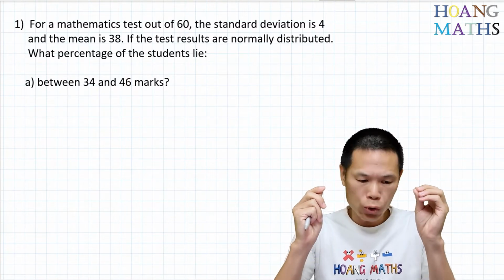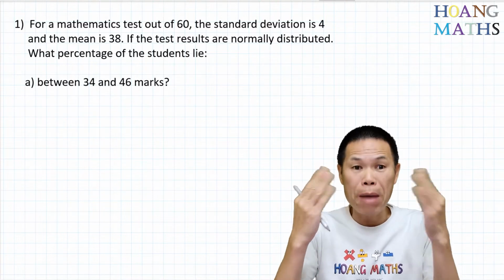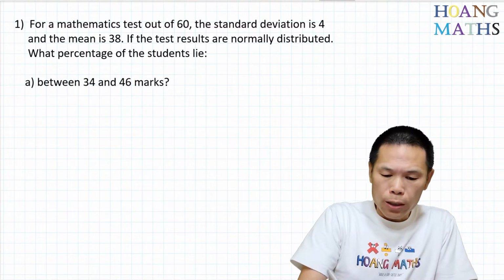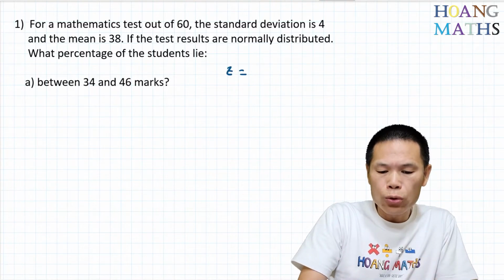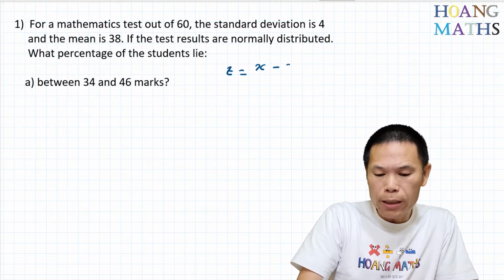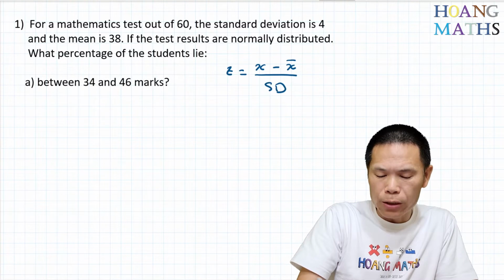So first of all, to do this, we need to convert the score, or the test result, or the marks, into z-score first. Now the z-score, so z is equal to the actual score or the raw score minus the average or the mean over the standard deviation.